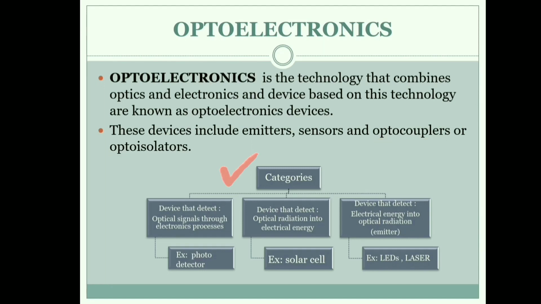In this chart, the categories of optoelectronics. The first category is devices that detect optical signals through electronic processes, such as photodetectors. The second category is devices that convert optical radiation into electrical energy, for example a solar cell. And the third is devices that convert electrical energy into optical energy, that are emitters. Here comes the LED and the laser. So from here we can see that LEDs are something that we get from the conversion of electrical energy into optical energy.